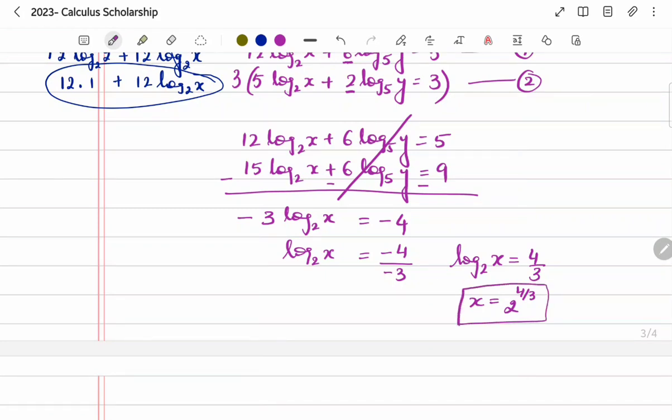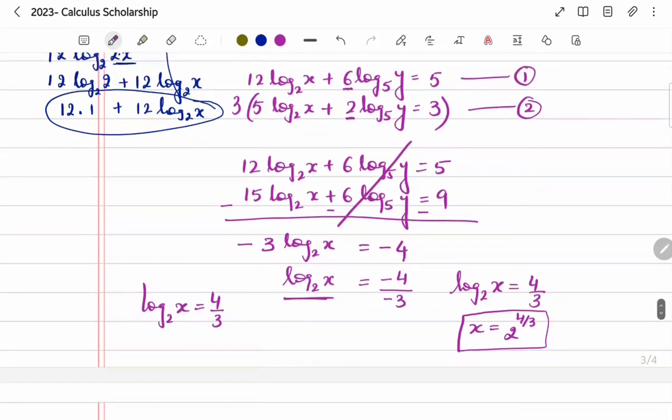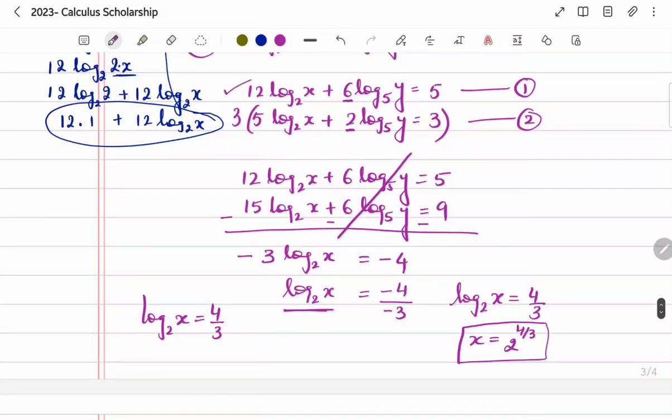Now, how can we find the value of y? We are going to substitute log x in one of the equations and find log y. And once we have got log y, from there we can find the value of y. All right, so let's substitute. We know that log base 2 of x is equal to 4 over 3. Right? We can substitute into any of the equations. I'll substitute in the first one.